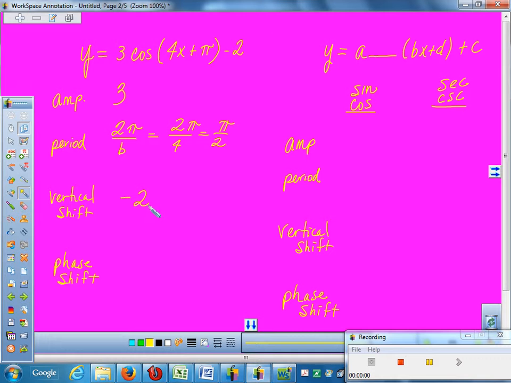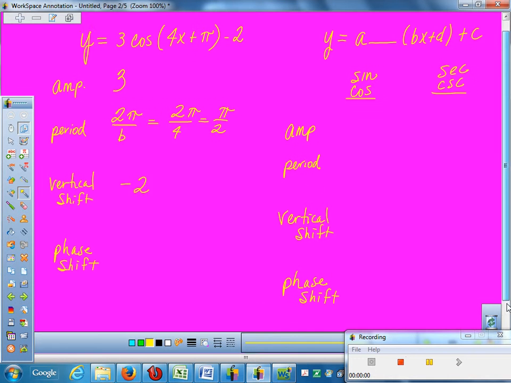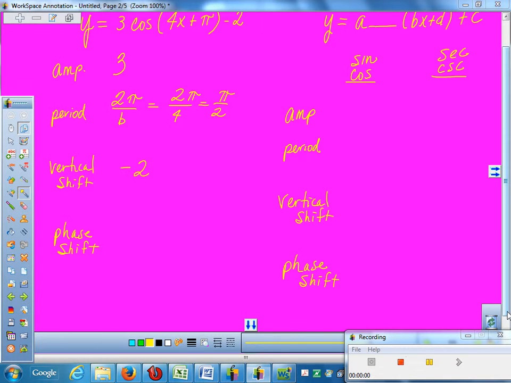And then lastly, this is the tricky one. They call it phase shift because you're shifting the phase of the wave. You're making the wave start at a different location. It's the same thing as horizontal shift, but we call it phase shift. The trick here is the fact that I have a 4x plus pi up there. I can't tell which way it's going to shift as long as that 4 is in front of the x. Our normal shifting requires it to be x plus or minus a number.